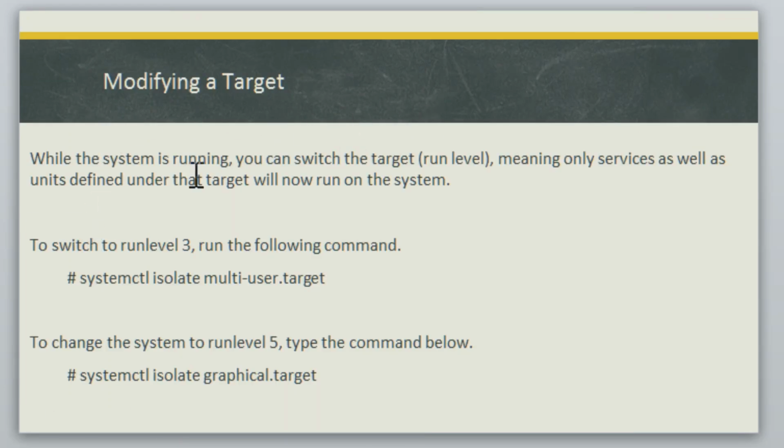So how do we modify a target? While the system is running, you can switch the target, otherwise known as the run level, meaning only one service as well as units defined under the target will now run on the system. So let's look at how to switch to run level 3. Let's run the following command. Remember, run level 3 is going to be multi-user target. So we're going to do systemctl isolate multi-user.target.